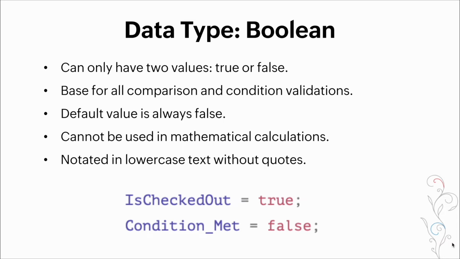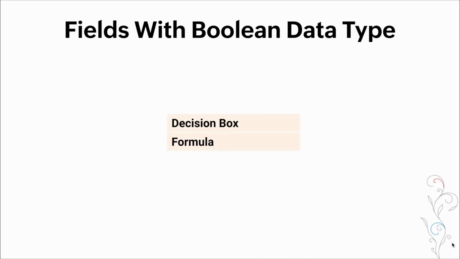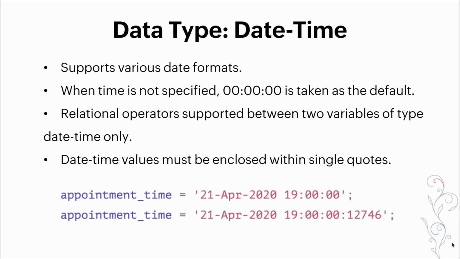Its default value is always false, it cannot be used in a mathematical calculation, and its value is always notated in lowercase text without any quotes. Some fields with the Boolean data type are decision boxes and formulas. Now the data type datetime supports various date formats. When time is not specified, it takes zeros as its default. Relational operators are supported between two variables of type datetime only, and datetime values must be enclosed within single quotes.